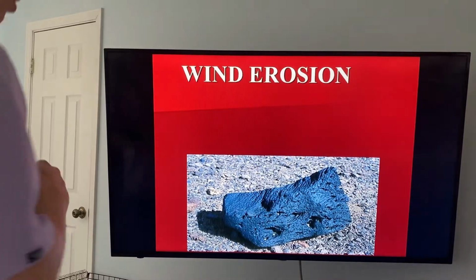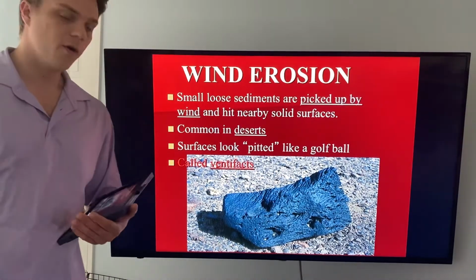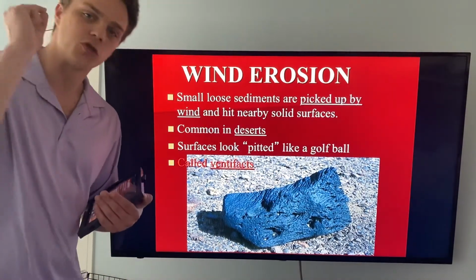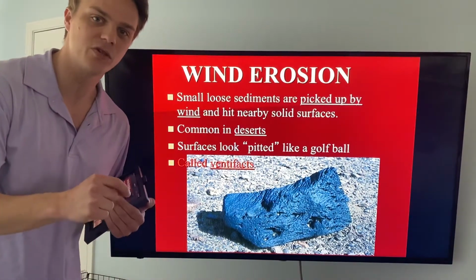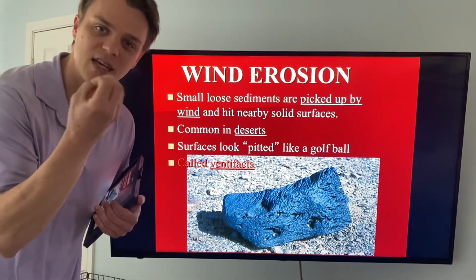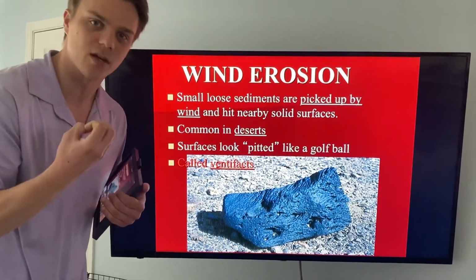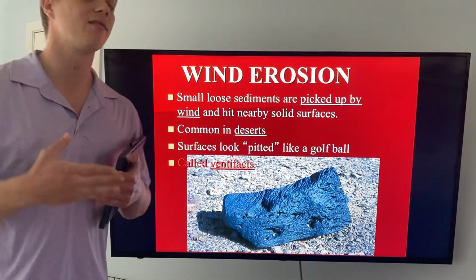All right, so we're going to talk about wind erosion now. Something to really point out is that wind erosion happens in dry places for the most part. When you have wet sand at the beach, it doesn't get picked up very easily because wetness is sticky. Water makes sediments stick to each other. So in dry places or on dry sands, that's where we're going to have a lot of wind erosion.